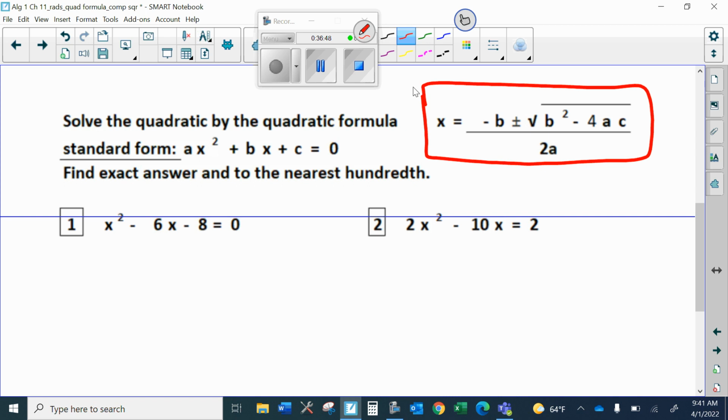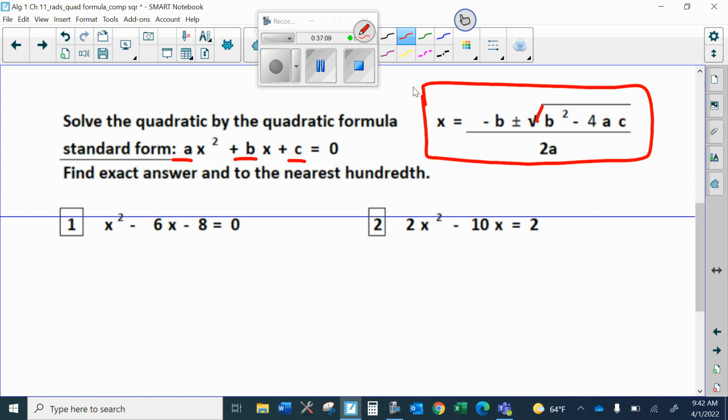Not for the DCAS, but for your actual class itself. The A, B, and C that you see here in the quadratic formula are all this A, B, and C right here from standard form. So notice I first have to put it in standard form: ax squared plus bx plus c equals 0. I said equal to 0. Then I have my A, B, and C.